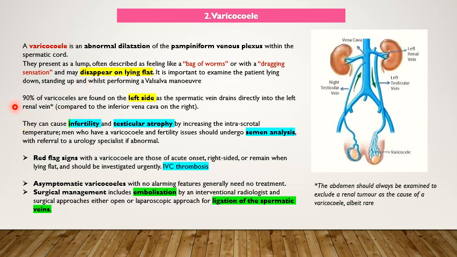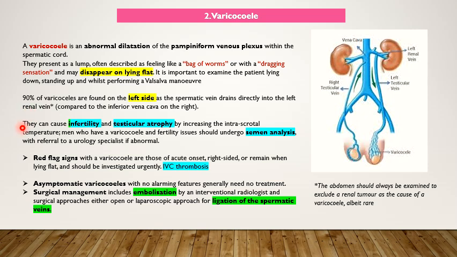90% of varicoceles are on the left side, which I told you just now, because of the venous drainage. On the right side, it drains very freely into the IVC, whereas on the left side, it goes at a perpendicular angle, 90 degrees, into the left renal vein. So if there's some slowdown or some form of obstruction here, then it causes varicocele. So 90% of them occur on the left side, because the spermatic vein drains directly into the left renal vein.